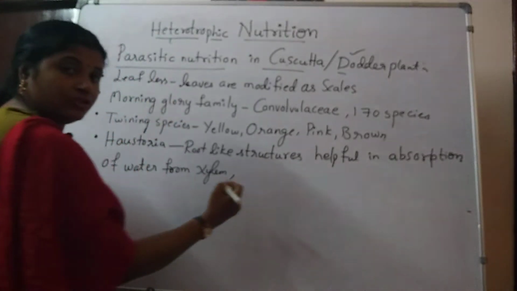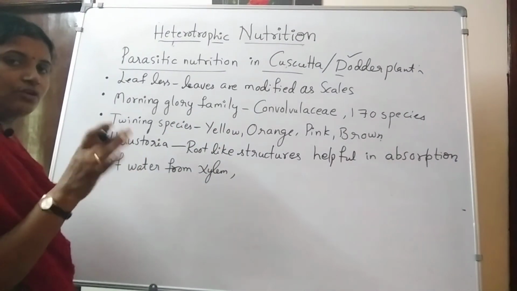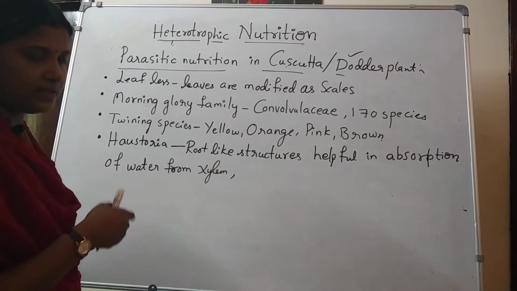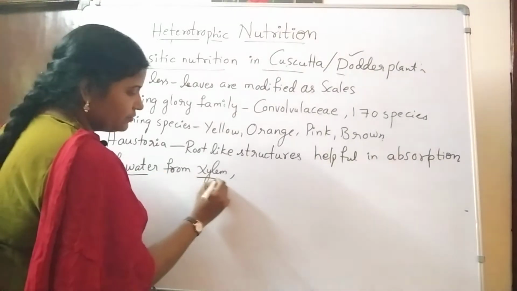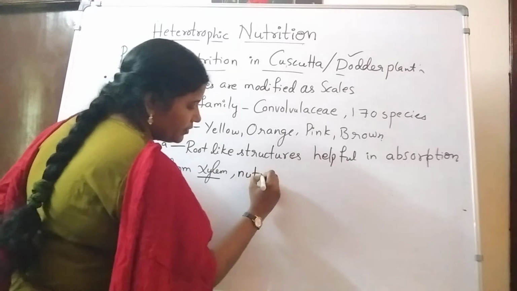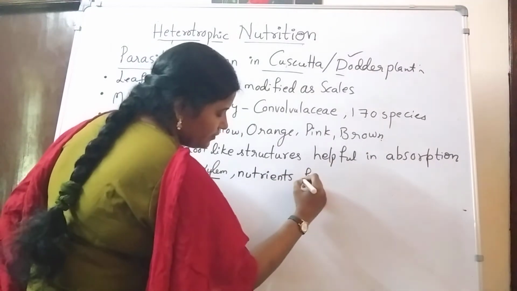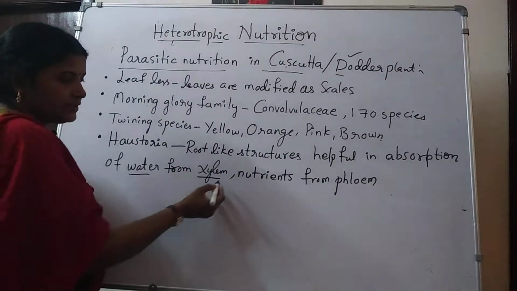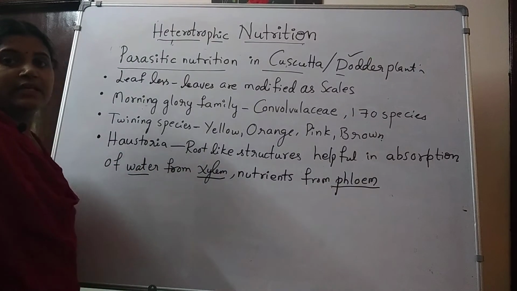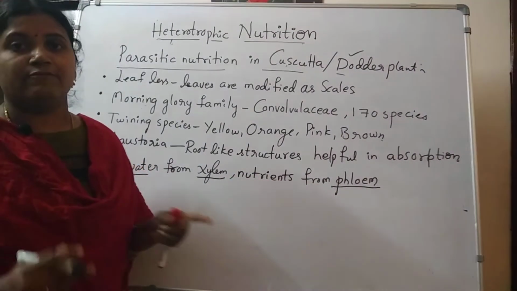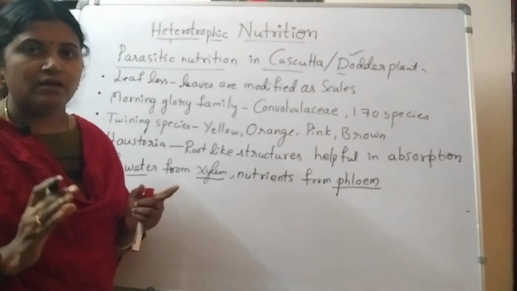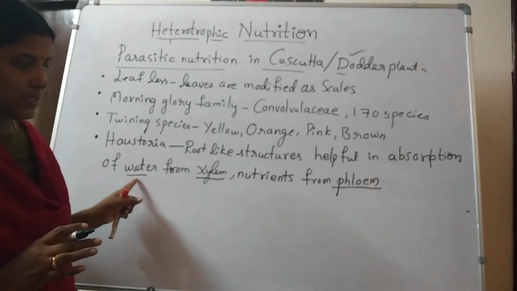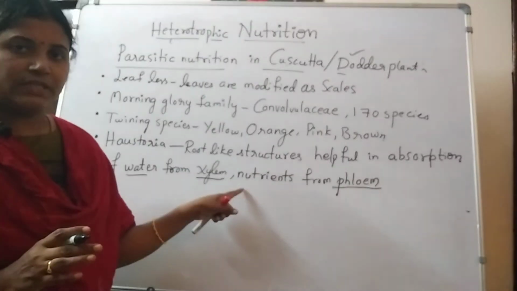and nutrients. See, if any plant or organism has to survive, what are the two chief materials? One is water, another one is food. Here, the same thing. Water from xylem, and then nutrients from phloem. Do you remember these two words, xylem and phloem? Yes, once again, xylem and phloem are the vascular bundles, the transport tissues in plants. Xylem is responsible for water transport, and phloem is responsible for nutrient transport.